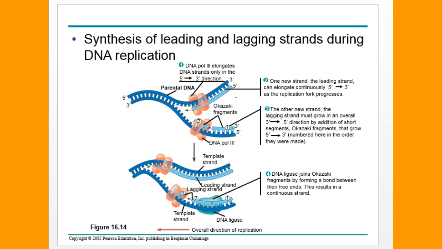Synthesis of the leading and lagging strands during replication is shown in figure 16.14. The same proteins function at both replication forks in a replication bubble. For simplicity, only one fork is shown in this picture. Only one fork is shown. Go to the left. Okay, let's see.